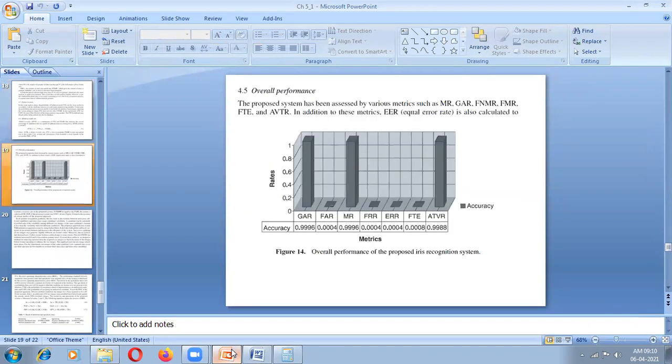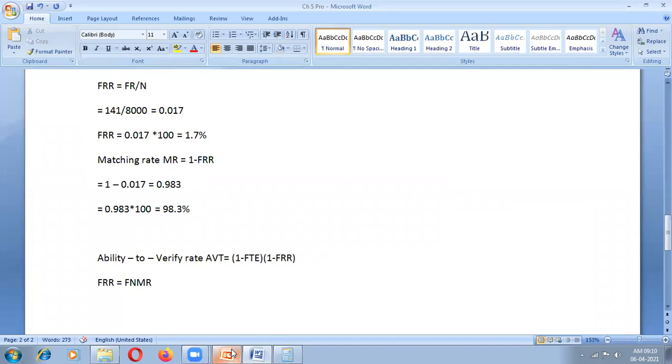It is actually ATVR, so a small mistake there. ATVR, ability to verify rate. This ability to verify rate is equivalent to this formula.